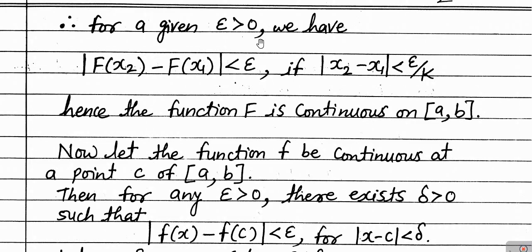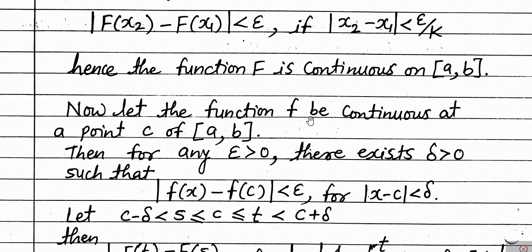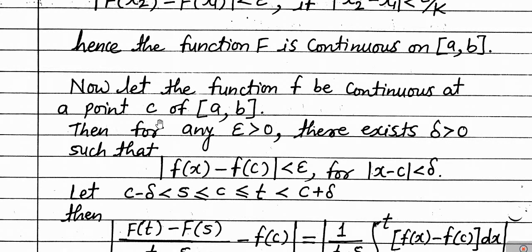Therefore, for a given epsilon greater than 0, we have mod of capital F of x2 minus capital F of x1 less than epsilon if mod of x2 minus x1 is less than epsilon by k. Therefore, the function capital F is continuous on the closed interval a to b. Next, let the function small f be continuous at the point c of the closed interval a to b. Let c be any point of the closed interval a to b, and we suppose that the function small f is continuous at the point c.